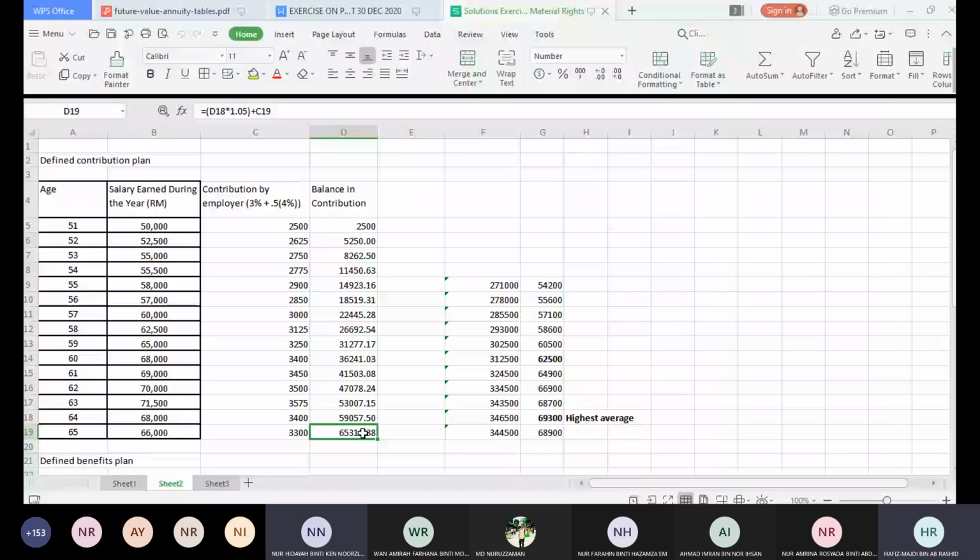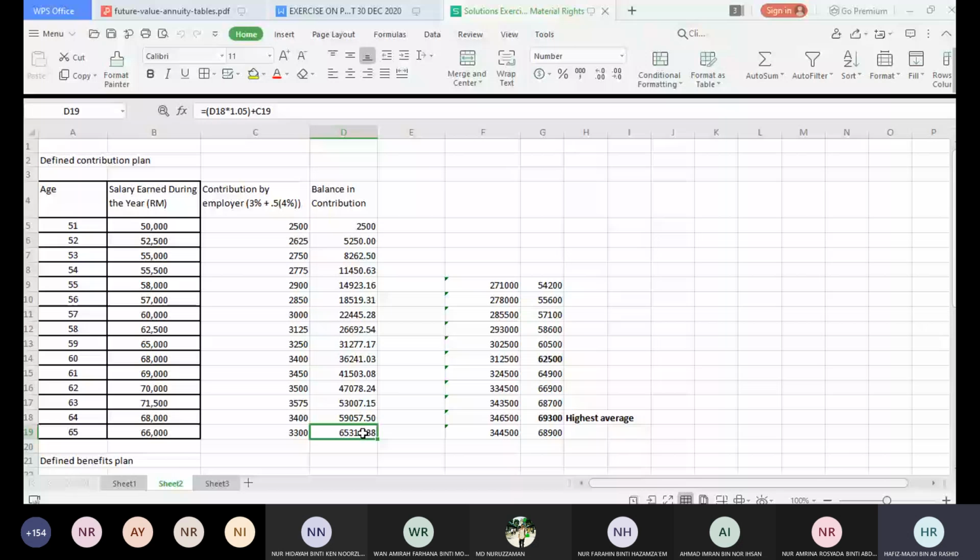So that's where the 5% comes in. 3% is basic. That means the employer will pay 3% to all their employees. The 3% is already fixed. But then there will be an additional percentage depending on the percentage contributed by the employees themselves. So it will match that.